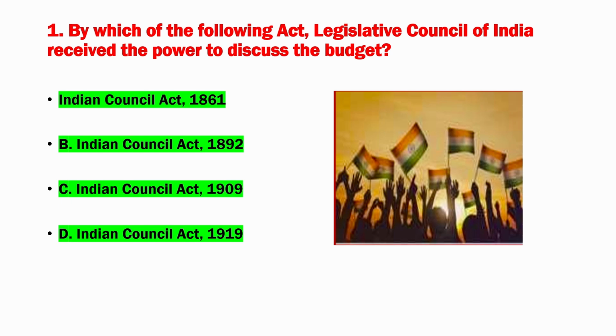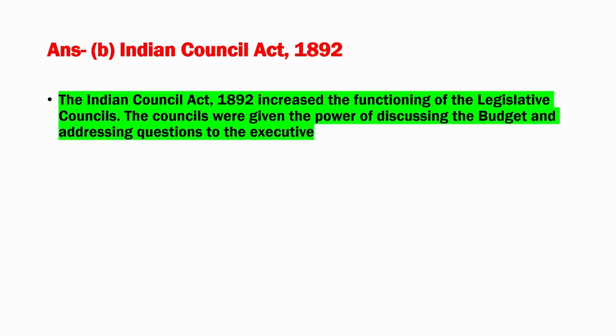Question number 1. By which of the following Acts did the Legislative Council of India receive the power to discuss the budget? The correct answer is B, Indian Councils Act 1892. The Indian Councils Act 1892 increased the functioning of the legislative councils. The councils were given the power of discussing the budget and addressing questions to the executive.